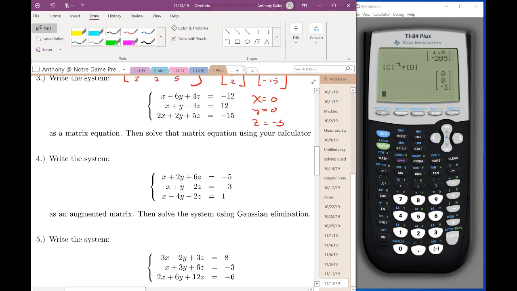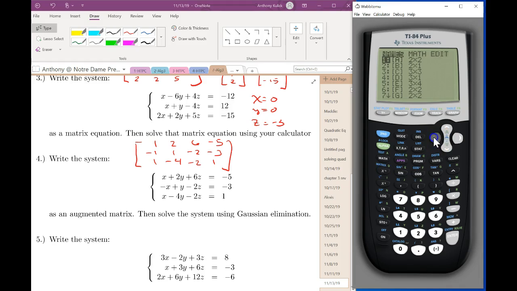For 4 on, I'm asking you to do Gaussian elimination. So we need to write this as the augmented matrix. I started getting ahead of myself on the previous problem and wrote the augmented matrix there instead of a coefficients matrix. So I'm going to type this in as matrix E.